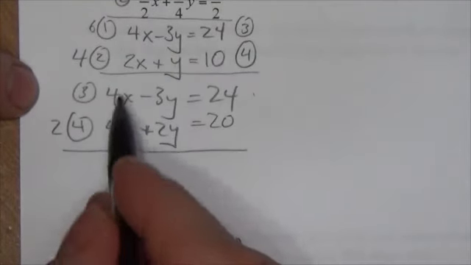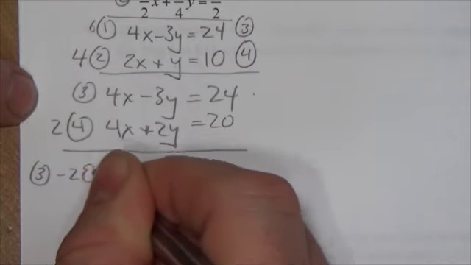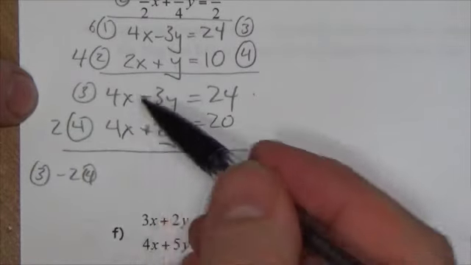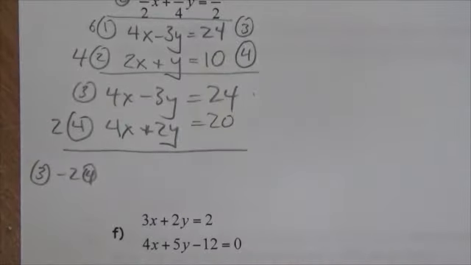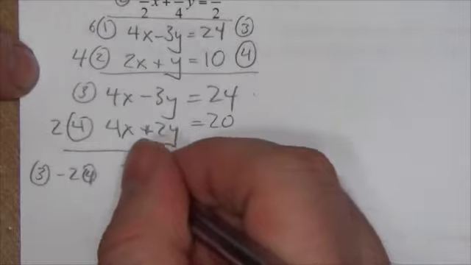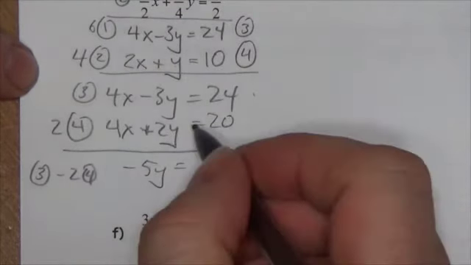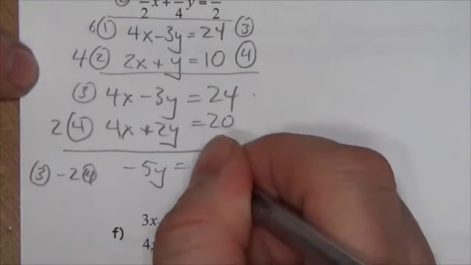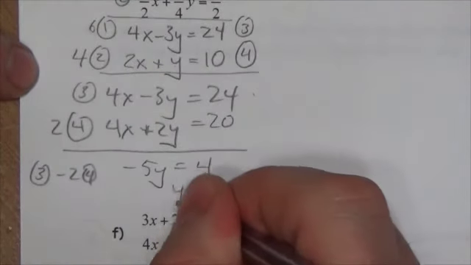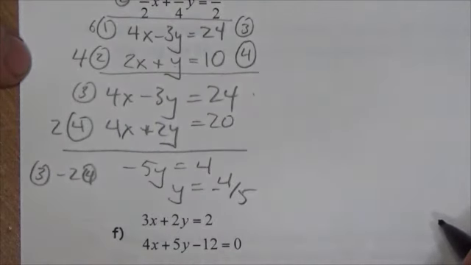Now, to get rid of the x terms, all I really got to do is take equation 3 and subtract the 2 times equation 4. 4x minus 4x goes away. Wonderful. Now, negative 3y minus 2y is negative 5y. And 24 minus 20 is going to equal 4. So y is an awkward negative 4/5.